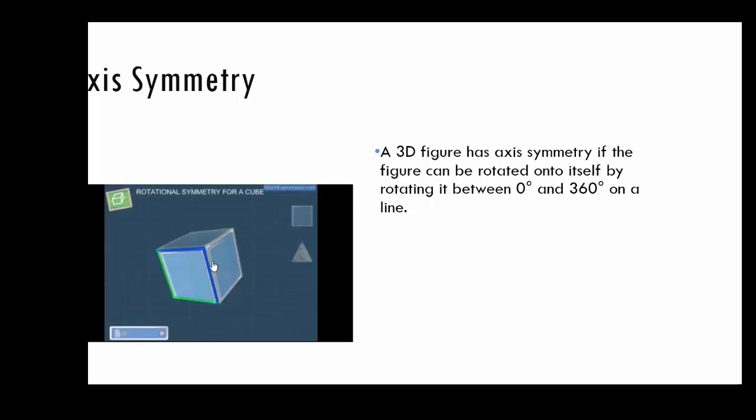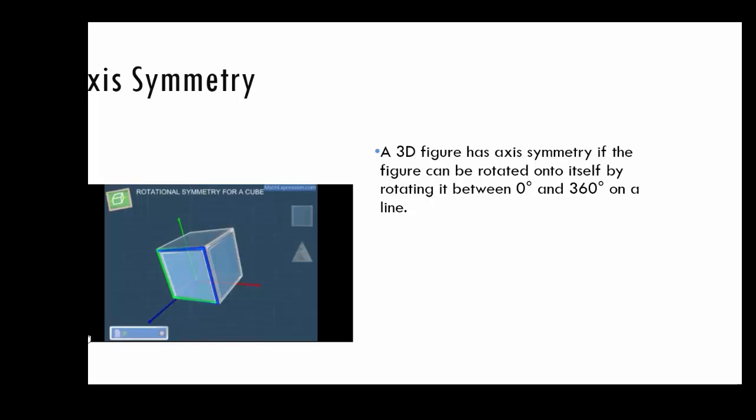This is a demonstration on rotational symmetry for a cube. So we'll play the first minute of this, and then we'll just move ahead. You can watch the whole video if you would like, but it's found in the PowerPoint. But I'm going to move ahead after about a minute.